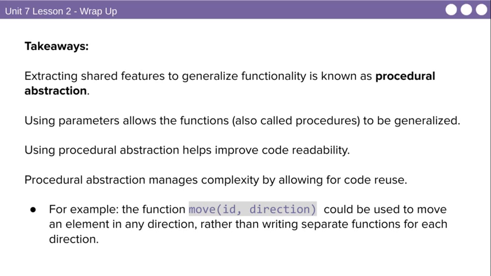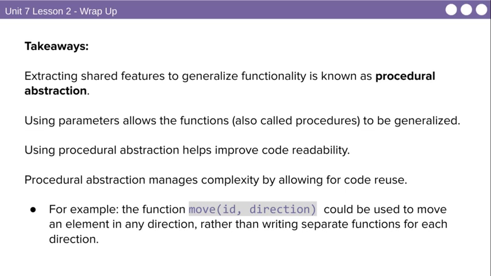So what we're learning today is that extracting shared features to generalize functionality is known as procedural abstraction. Using parameters allows the functions, which are also called procedures, to be generalized. Using procedural abstraction helps improve code readability. We had a lot less code because we could simply have a function calling that function based on variables. Procedural abstraction manages complexity by allowing for code reuse.